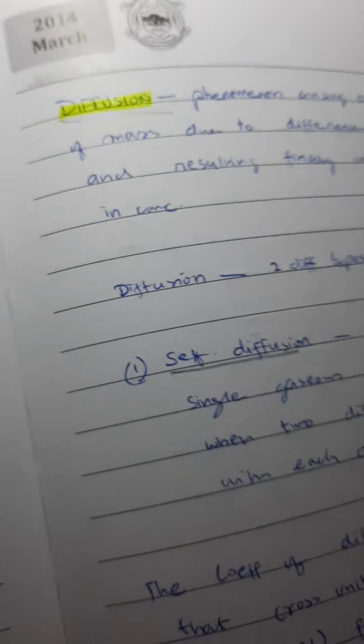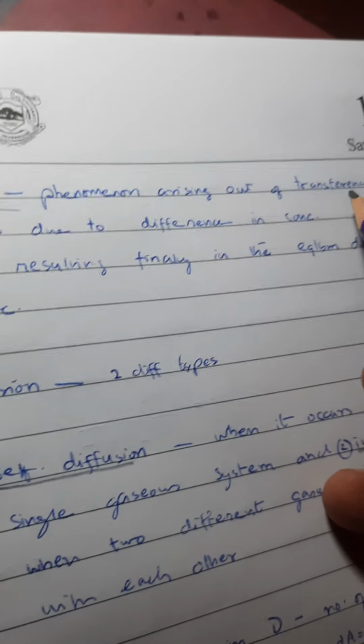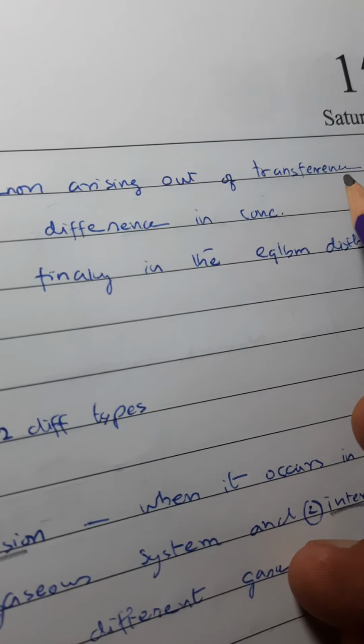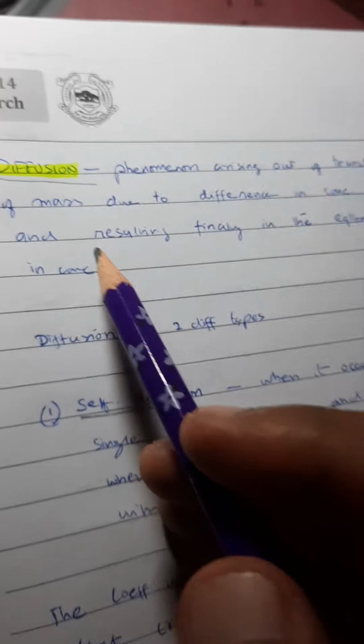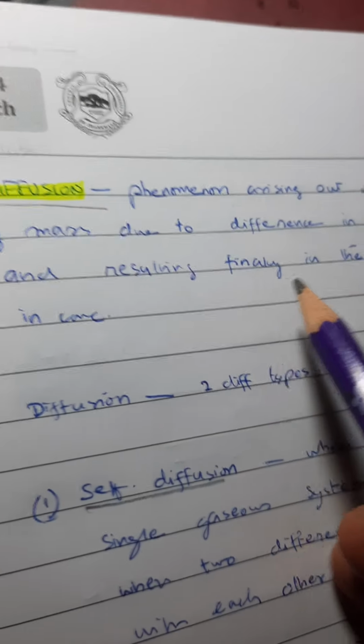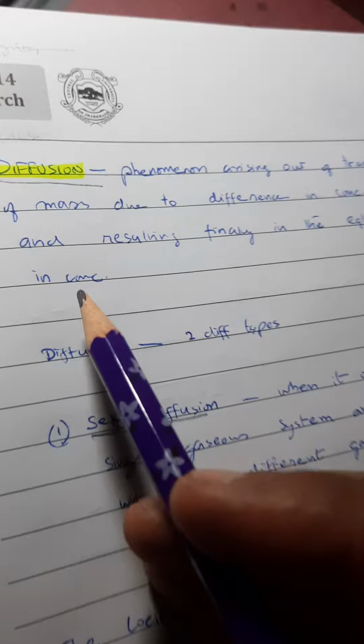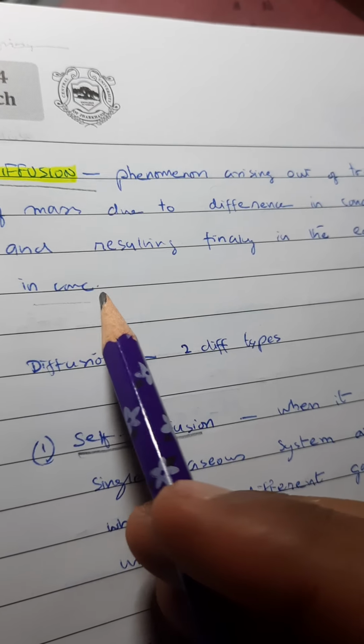Hello students, in this lecture we are going to discuss diffusion. Diffusion is a phenomenon arising out of the transference of mass due to a difference in concentration, resulting finally in an equilibrium distribution of concentration.